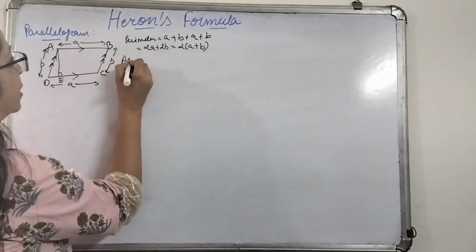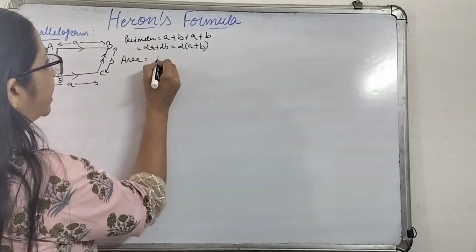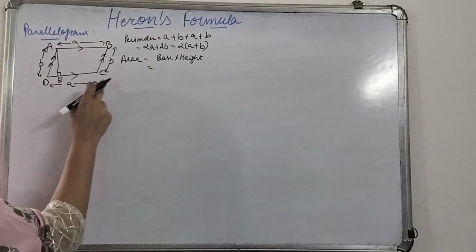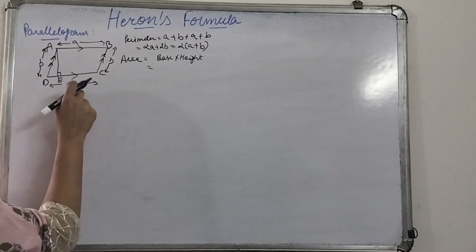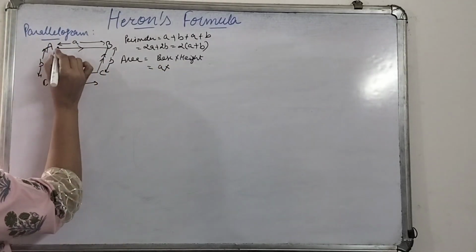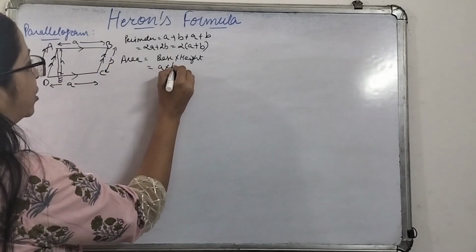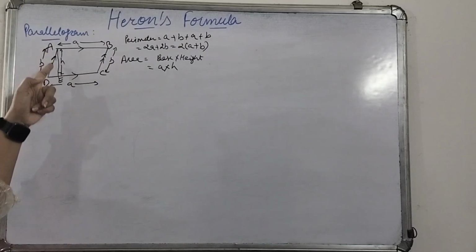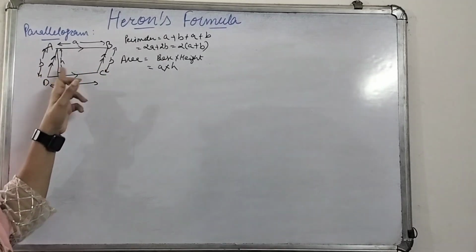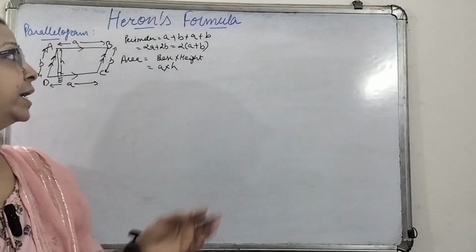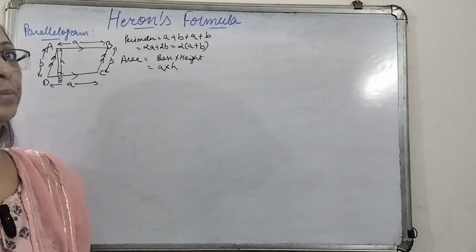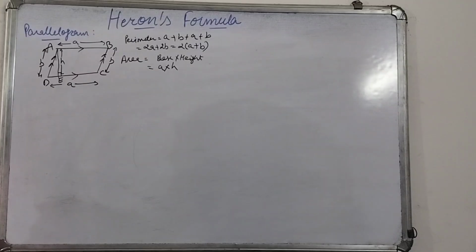What will the area be? The area of a parallelogram is given by base into height. If we consider DC as the base, then the corresponding height will be AE. So the base is A and the height, suppose it is given by small h. If we consider BC as the base, then from here we make a perpendicular on the side BC and that will be the height. So whatever base we consider, accordingly we consider the corresponding height. This is the area of a parallelogram.